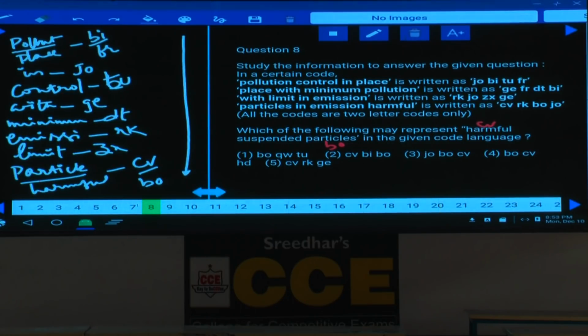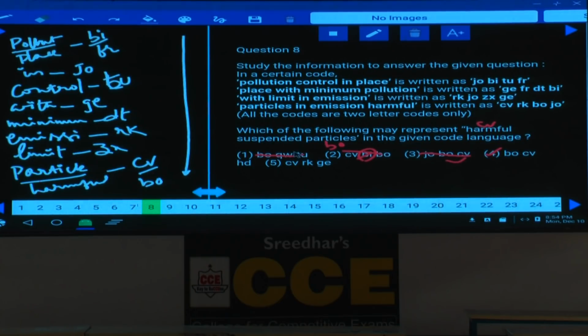Now, CV and BO should be here, so choice 1 cannot be, and BI. Tell me whether BI could be the code to the word suspended or not. No, because BI is the code to the word either pollution or place, but not to suspended, hence choice 2 is ruled out. Next one, CV and BO, JO. Could JO be the code for this one or not? No, JO is the code for in, it cannot be the code as well. Then CV, BO and HD. HD could be the code or not? Yes, HD is the code. Then what is your answer here? Choice 4.